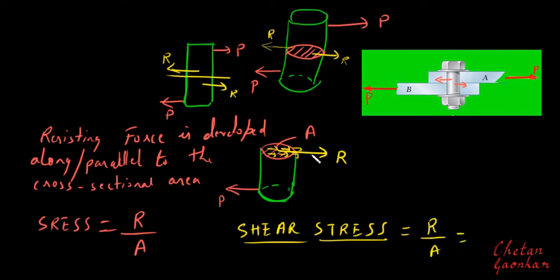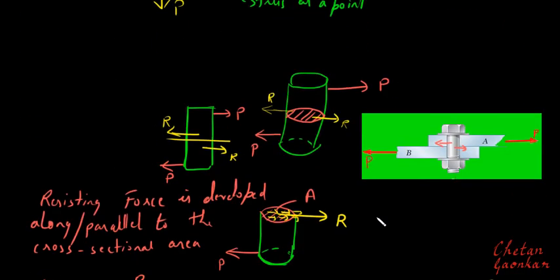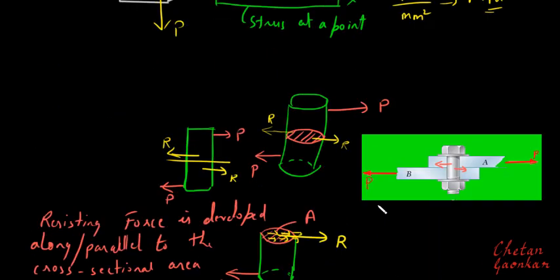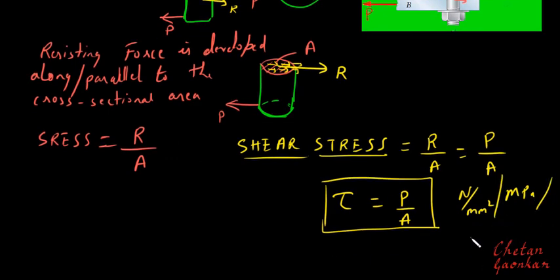And even in this case the resisting force will be equal to the applied force, so therefore R can be written as P, and the stress is P by A. The way normal stress was denoted by sigma, similarly shear stress is denoted by tau, and this will again be given as P by A, right? So basically the expression for shear stress as well as normal stress turns out to be the same, but the nature of the stresses is different, and again here the unit will be Newton per mm square or megapascals, or Newton per meter square or pascals.